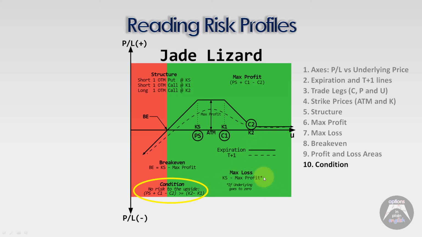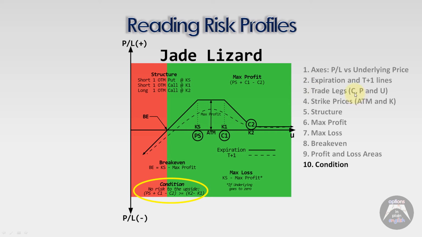So if we want to do a summary of what we just learned, we can quickly go through all these elements for this example, so we know that you understood them. Axes, you know what they are: P&L and underlying price. Expiration and T+1 line. So this is what's going to happen at expiration, and T+1 is this. At any time prior to expiration, you're going to have this P&L line, which is going to start here and start approaching the expiration line until it finally merges with it.